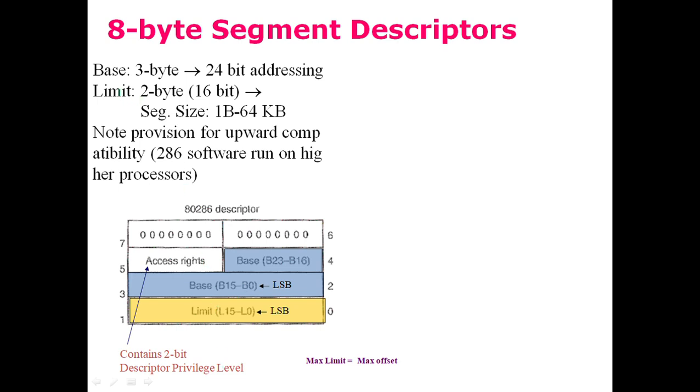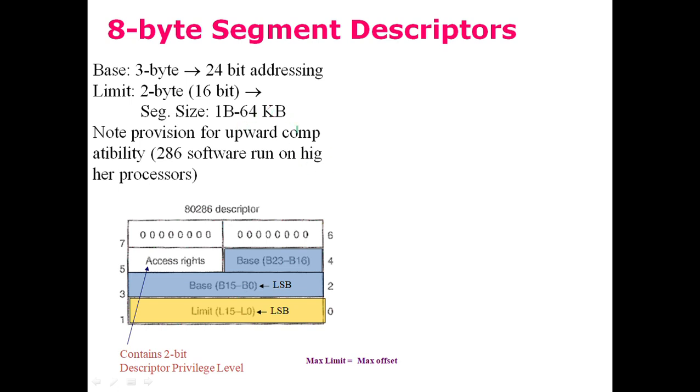Base is a 3-byte, 24-bit addressing. Limit is a 2-byte, 16-bit value which represents the size, and the value of this limit can be all zeros or all ones. So it can specify the size from 1 byte till 64 kilobyte of the segments.